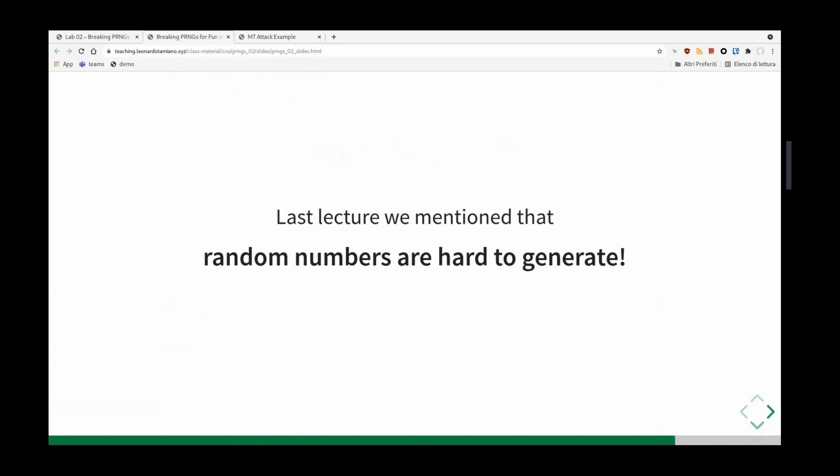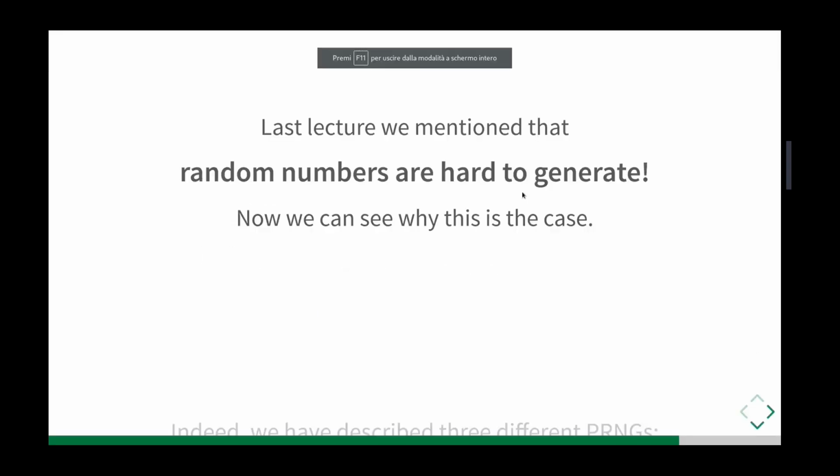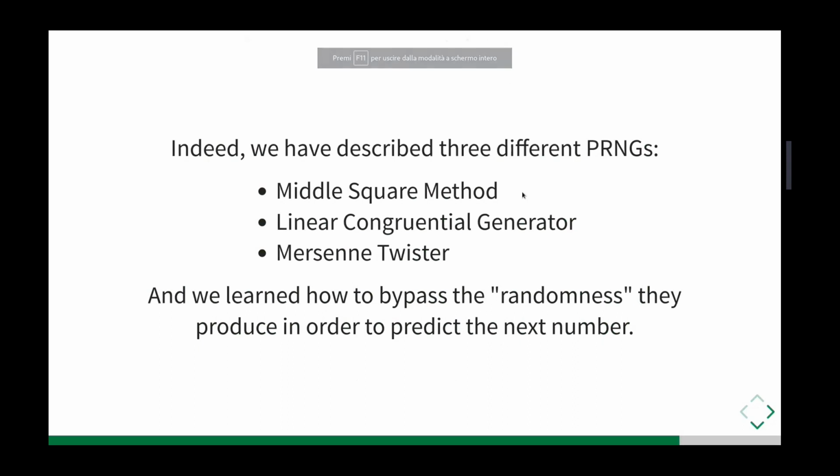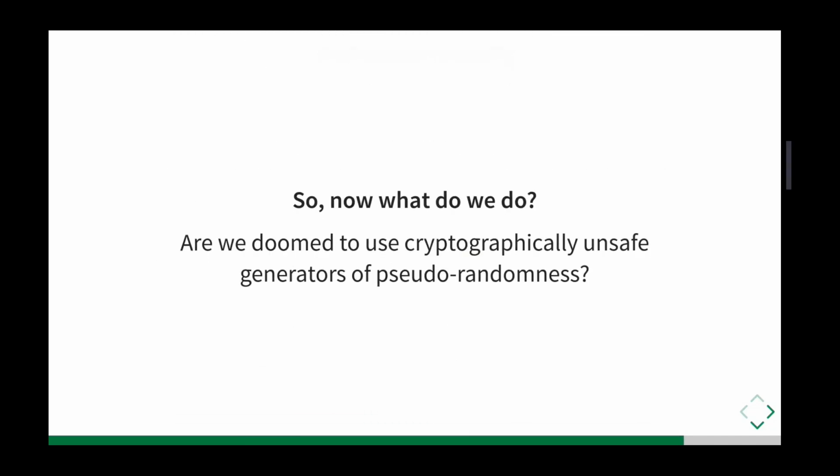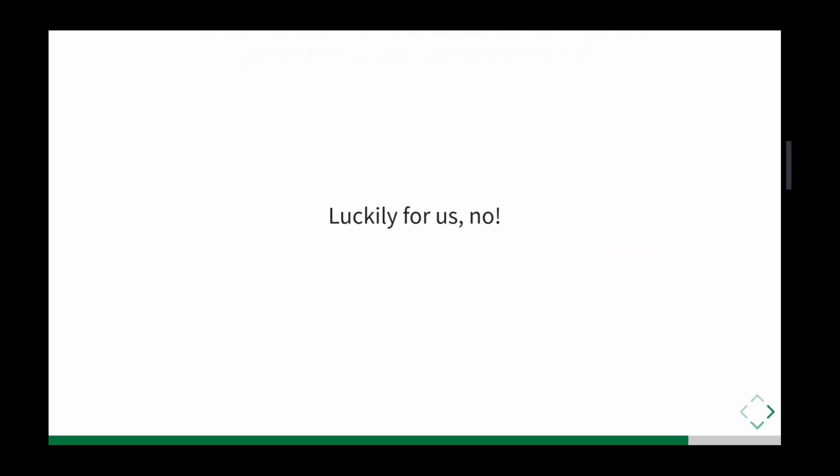We have seen that random numbers are hard to generate, and now we understand better why this is the case. We actually broke generators of pseudo-randomness. We have described 3 different generators, and we learned how to bypass the randomness. We learned to bypass the rules. So now what do we do? If we want to actually generate safe things, like a safe reset code, we have safer alternatives.